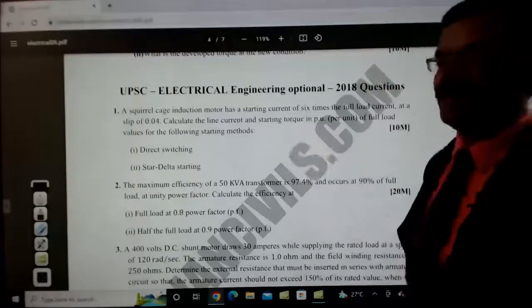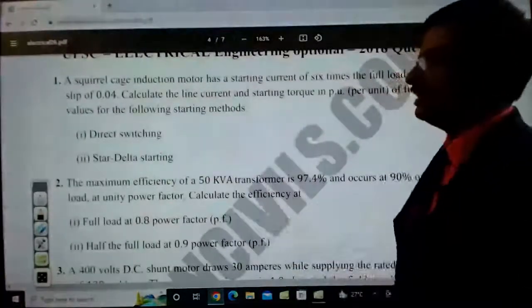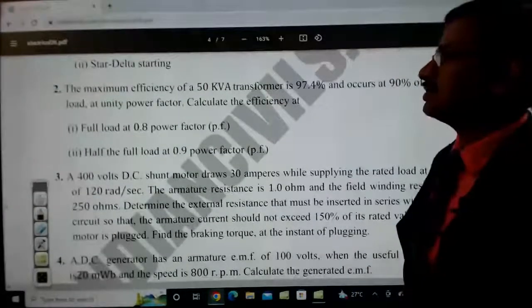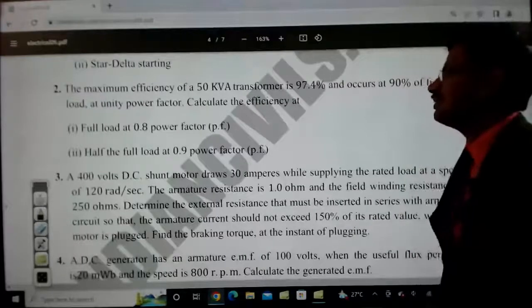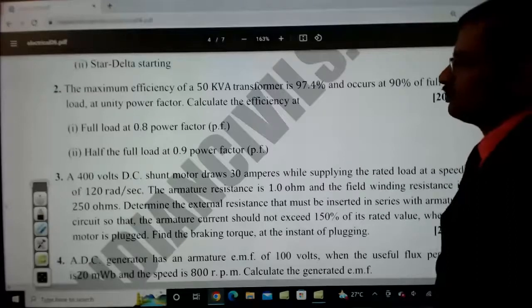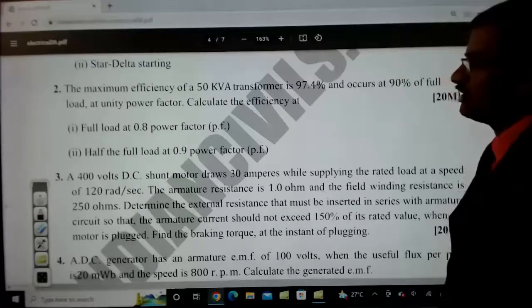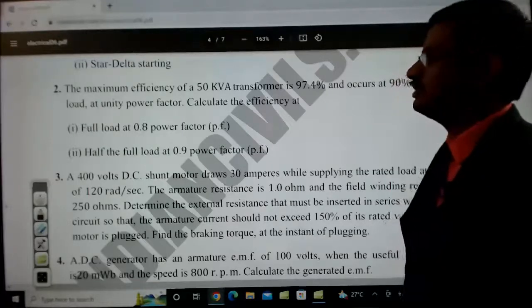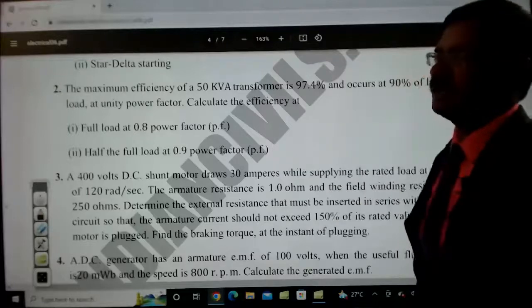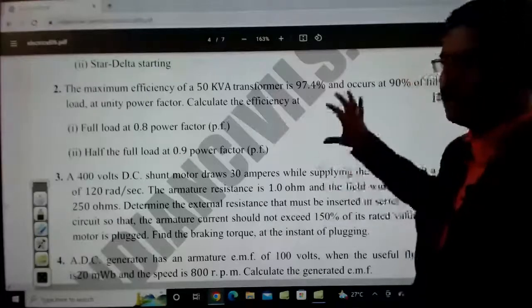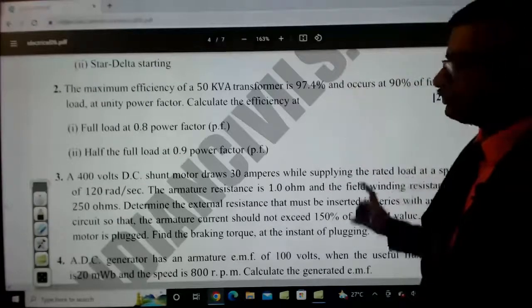For that we use different techniques: the direct online switching and star delta conversion in the case of 3-phase induction machines. The second one is also a standard question from the textbook. The maximum efficiency of a 50 kVA transformer is 97.4% and occurs at 90% of full load at unity power factor. Calculate the efficiency at full load at 0.8 power factor and at half the full load at 0.9 power factor, right? So this is the percentage of the load given for the rated capacity, and at different power factors you are asked to calculate. This is also a straightforward standard textbook question.